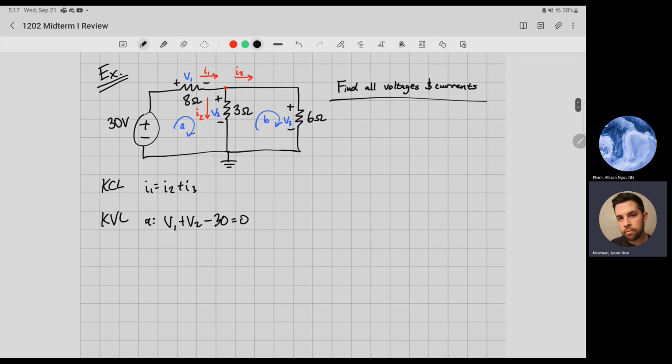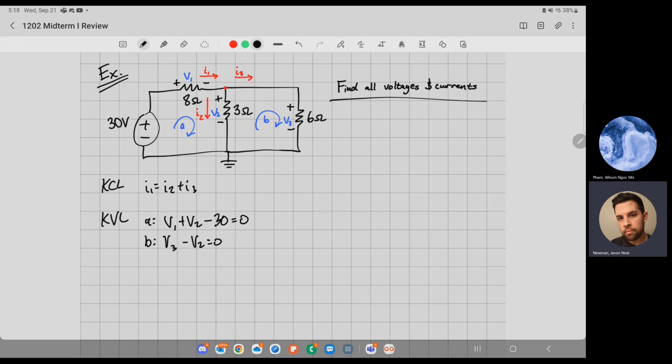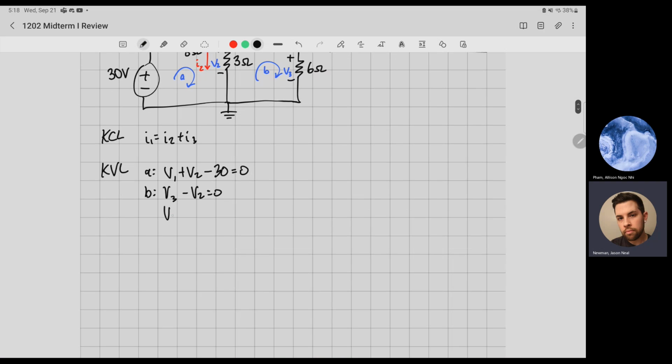Now we need to do KVL for mesh B. So mesh B would just be V3 minus V2 equals 0. And V3, because you're coming across this resistor, and then you're coming back up this way. Oh, I lost connection. Okay, so real quick, you can obviously see that V3 is just equal to V2, right?